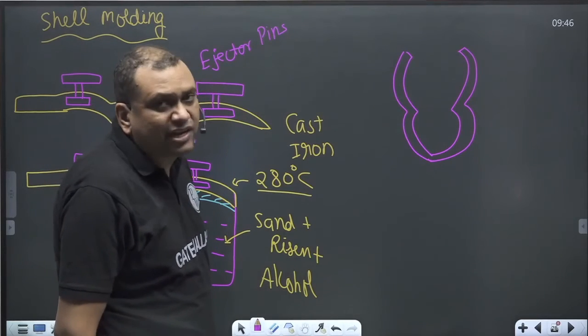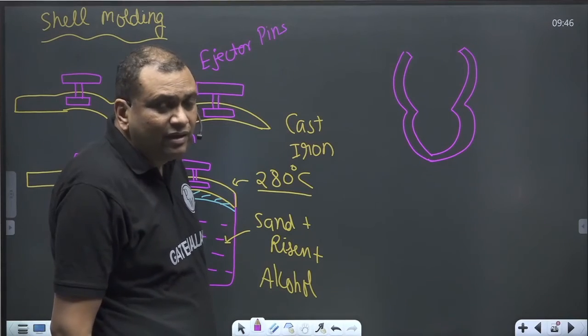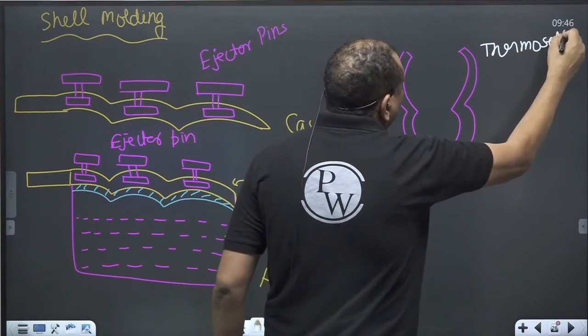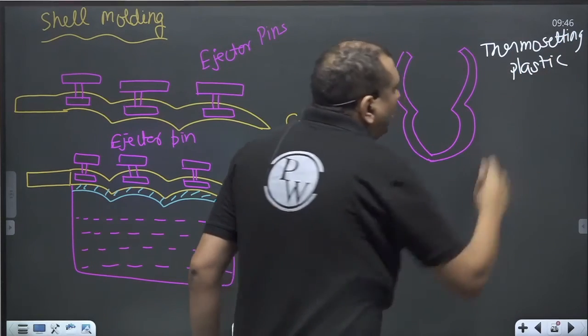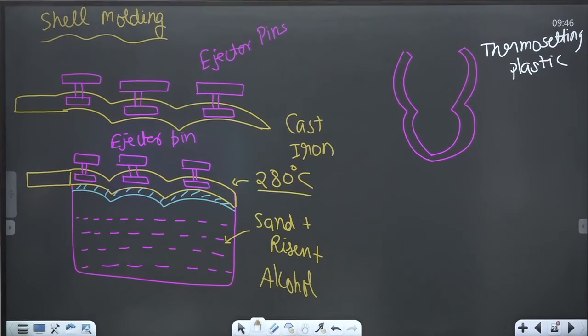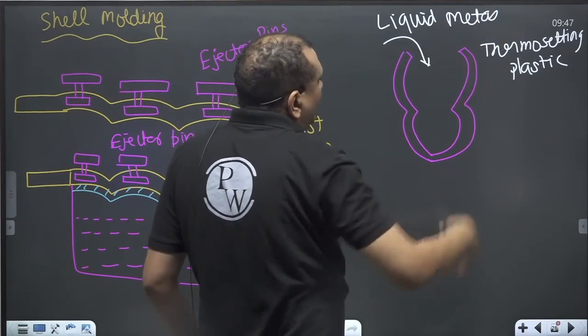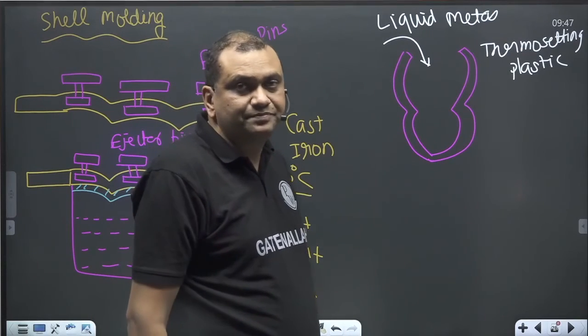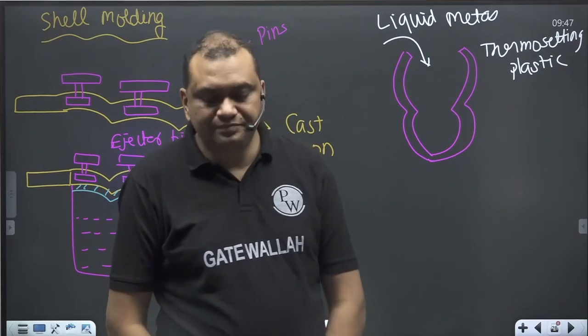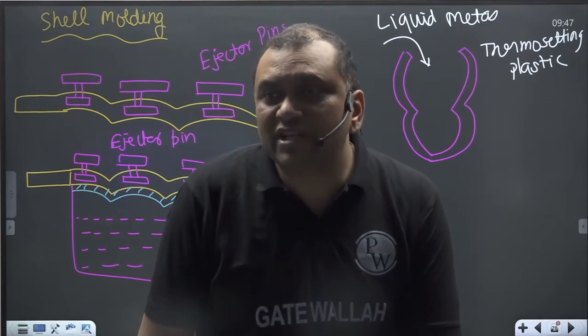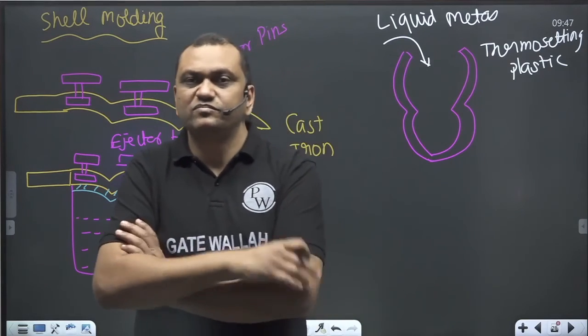Now two or three shells are combined together. How do we combine them? Either we clamp them or we use some thermosetting plastic to join. Okay? Now the liquid metal is poured, and after solidification, break the shell to get the product out of it. So that is shell molding. Remember, shell molding is one of the most accurate processes of casting the product.